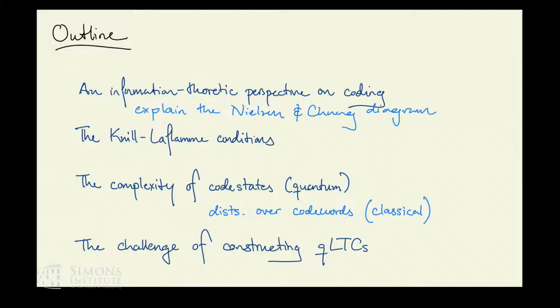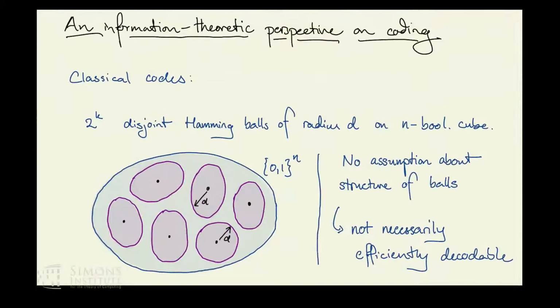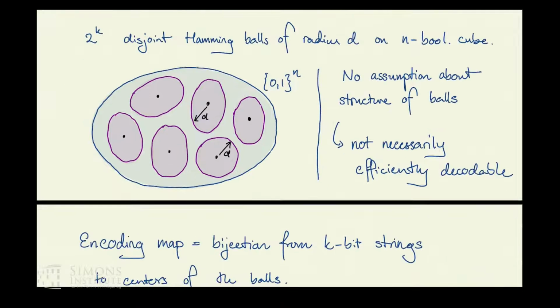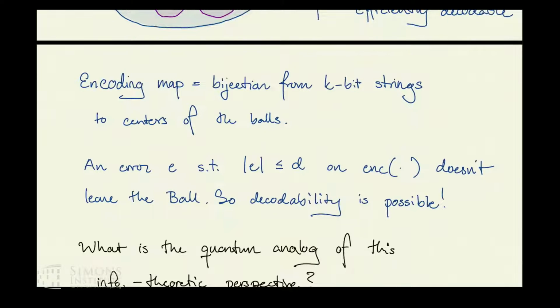Okay. So classically, you just think of these 2^k disjoint Hamming balls of radius d on the n-dimensional Boolean hypercube or higher dimensional space. And if you just want information theory, you don't have to make any assumption on the structure. But if you don't make any assumption, then you don't get any decodability. And that's about the entire picture in the classical setting, which is you just have these things. Right. And your encoding map is just a bijection from k-bit strings to the centers. And if you have an error, you just don't really leave the ball, because you're just a finite distance away from the center. So decodability is possible just trivially.